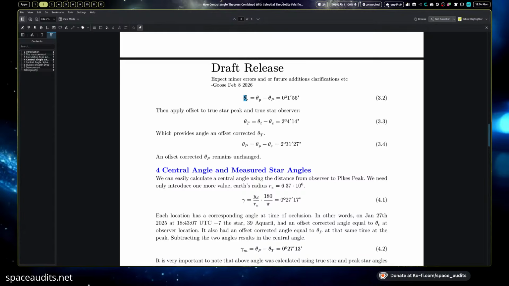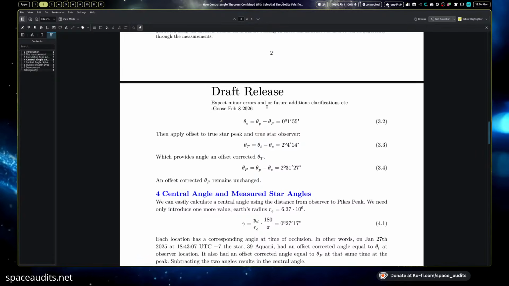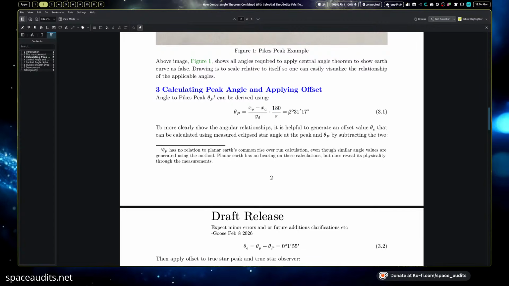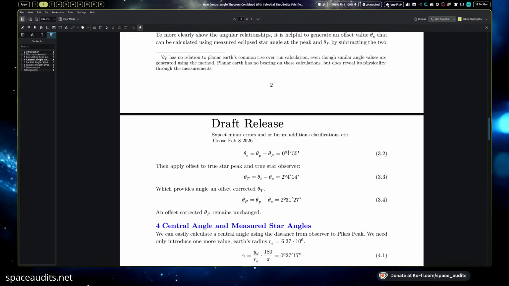So let's see here. We have theta e equals the star's position at the peak, with respect to the angle to the peak that we derived earlier using this here. And that gives us 1 degree and 55 arc minutes.